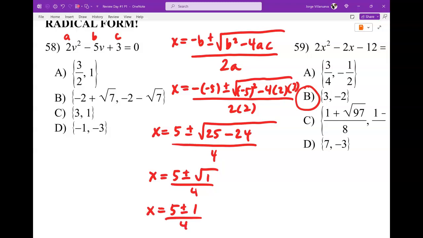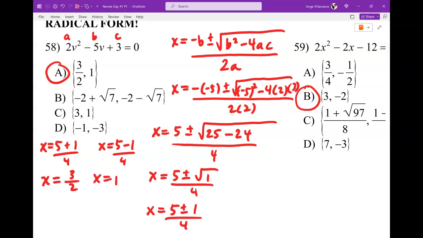So I just got to get both answers, right? One of my answers will be x equals 5 plus 1 over 4. The other, x equals 5 minus 1 over 4. So for the left side, 5 plus 1 is 6. 6 over 4 is 3 halves. So you can already tell your answer is going to be A. And then 5 minus 1 is 4. 4 over 4 is 1. So there you go. That's 58 and 59, we've already done. And just be careful when you're plugging in numbers.